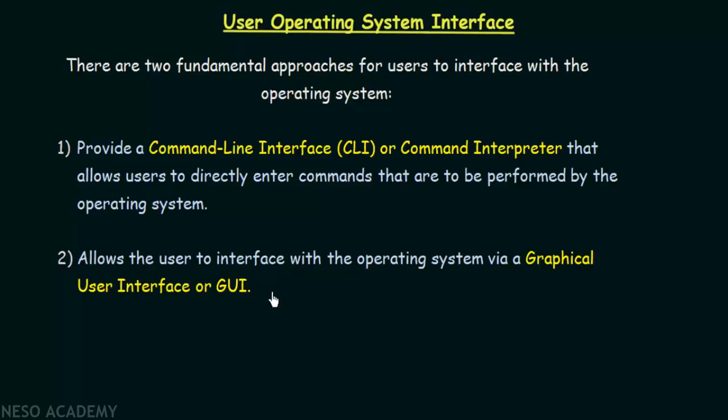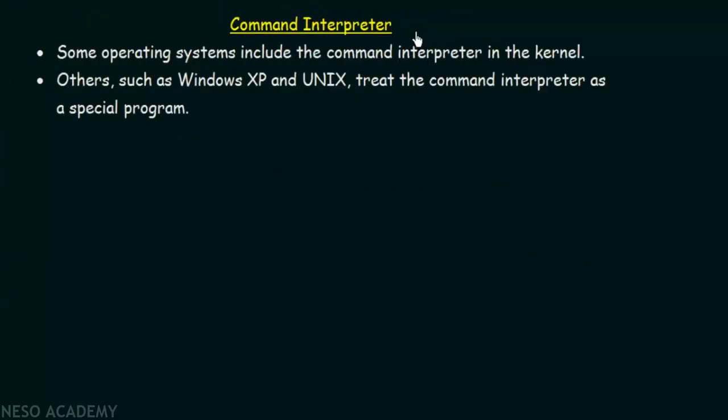Now we'll be seeing a little bit more in detail about the command line interfaces, and then we will take an example of how to perform a certain task using the command line interface in two different operating systems. I'll be showing you an example in the Linux operating system and also in the Windows operating system. As I already told you, the command line interface is also known as a command interpreter, and some operating systems include the command interpreter in the kernel. Now what is a kernel? The kernel is like the heart of your operating system. We'll be discussing more about the kernel as we move ahead in this lecture series.